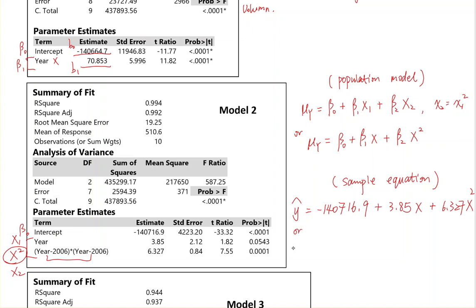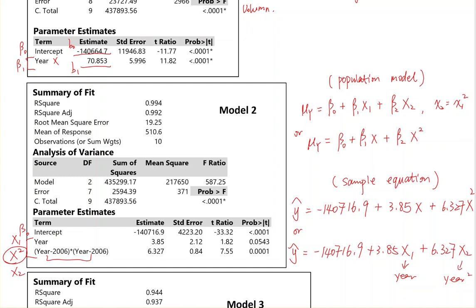because it is easy to see the relationship. Otherwise, you need to state y hat equals negative 140716.9 plus 3.85 x1 plus 6.327 x2, and then you need to state, okay, x1 is the year and x2 is the year squared. Otherwise, nobody will know what x2 is, right? Because we only focus on the relationship between the year and credit card volume.